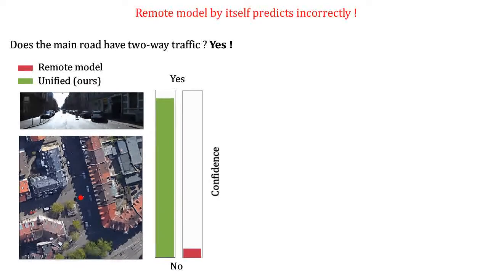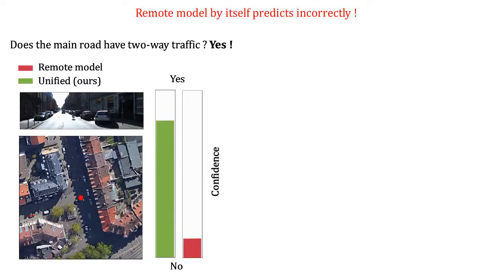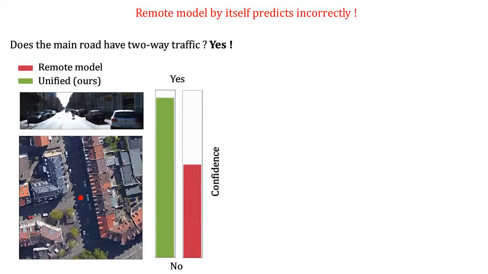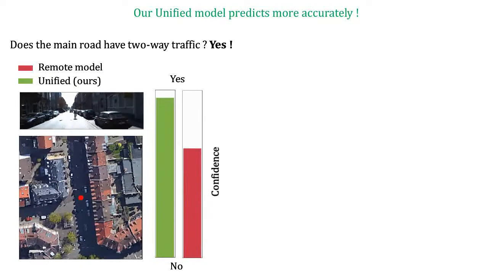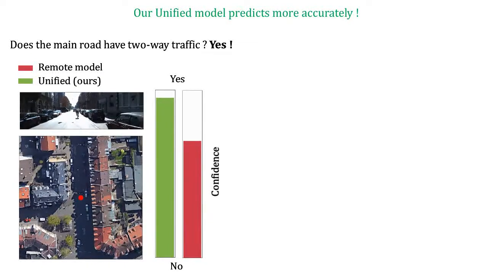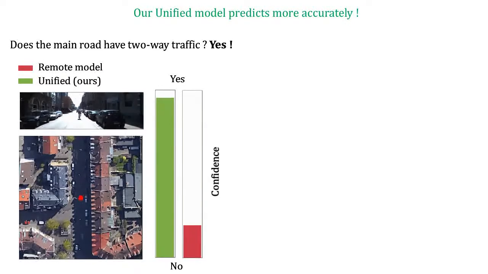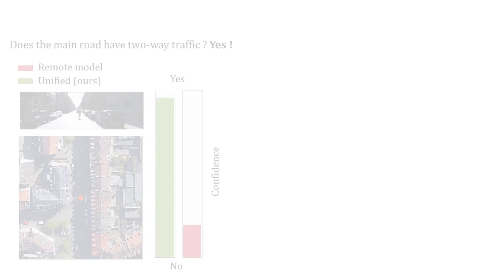The remote model by itself predicts incorrectly, as it cannot perceive vehicle direction. Our unified model predicts more accurately due to higher spatial resolution of nearby vehicles. We now compare the performance of models in predicting the presence of a delimiter on the main road.